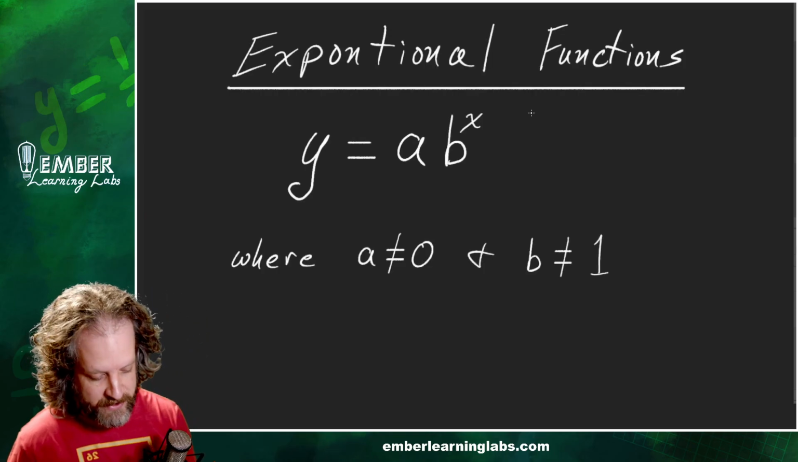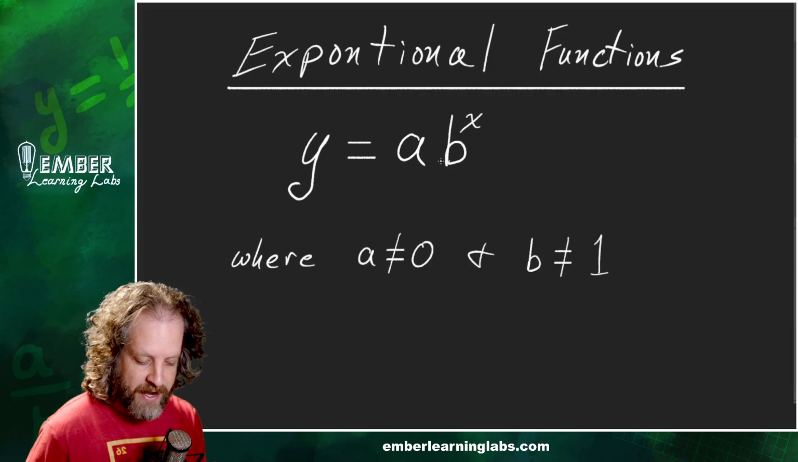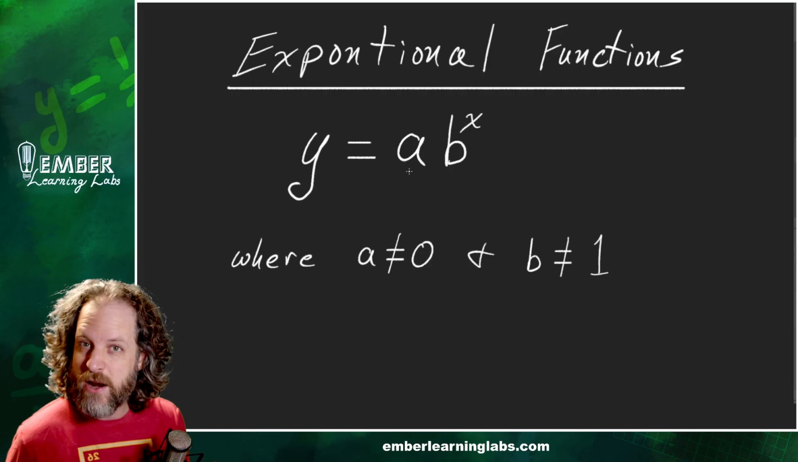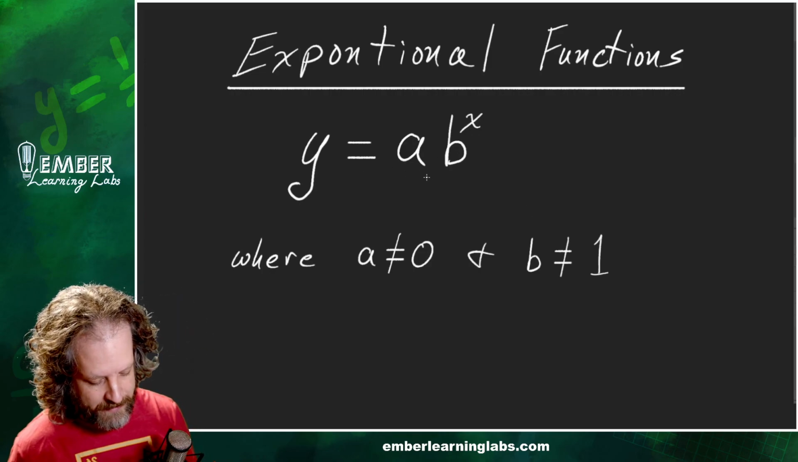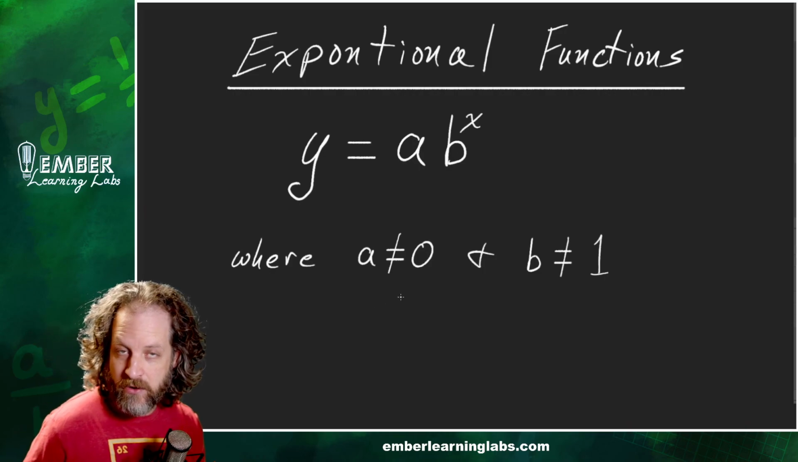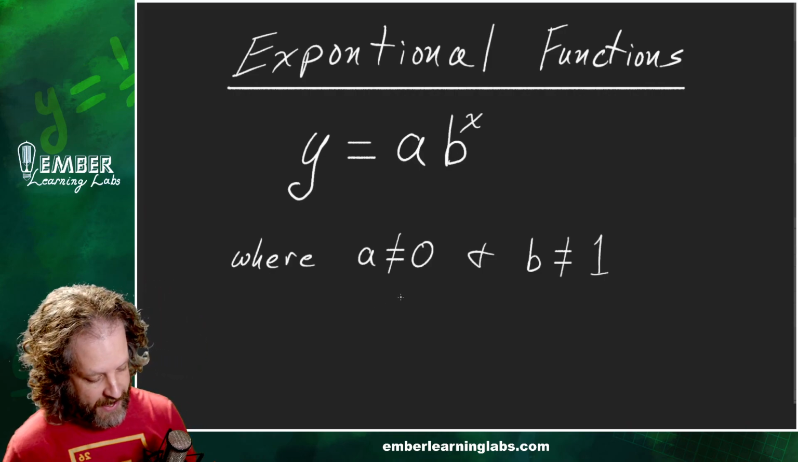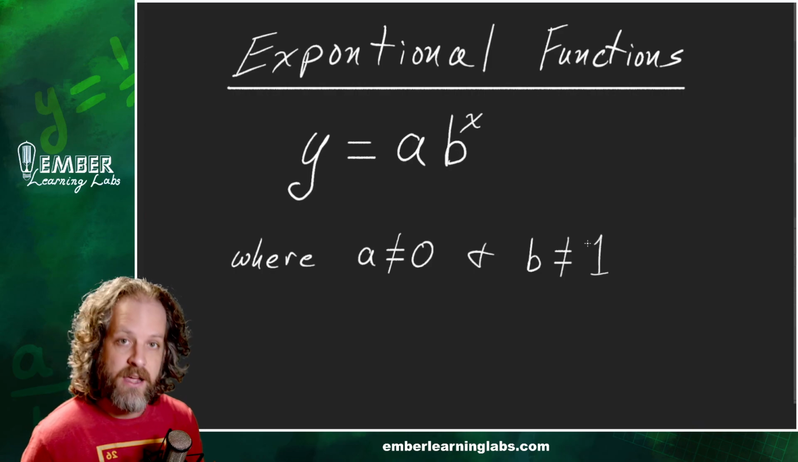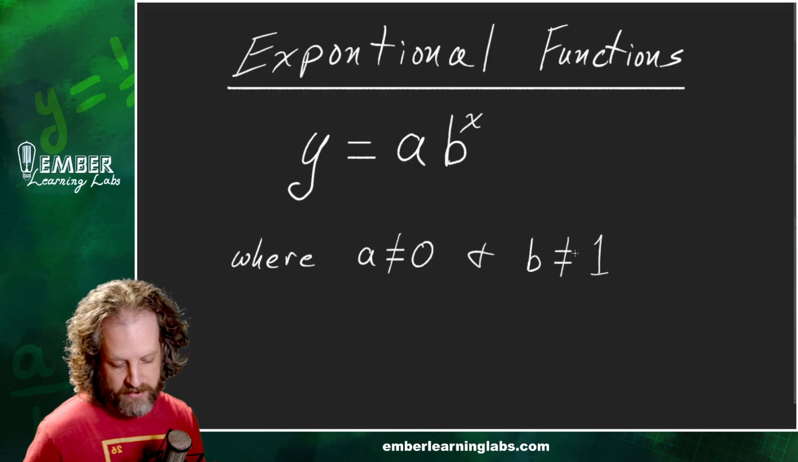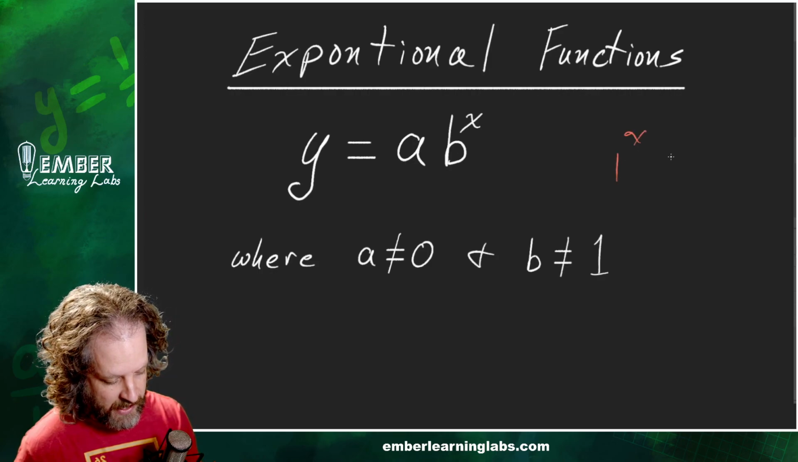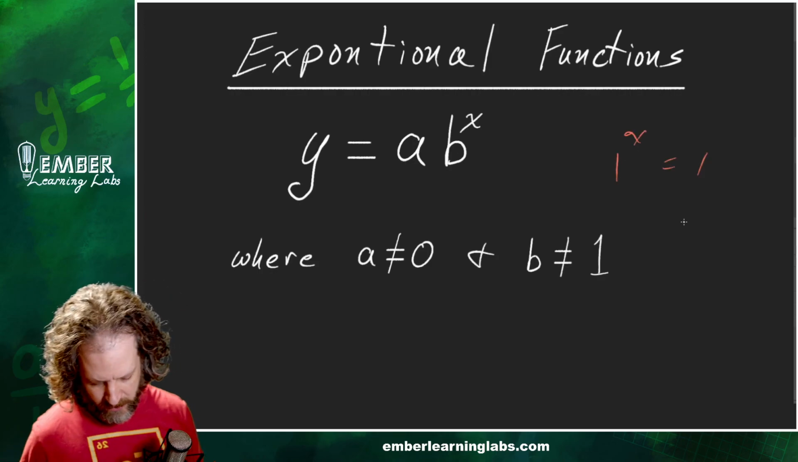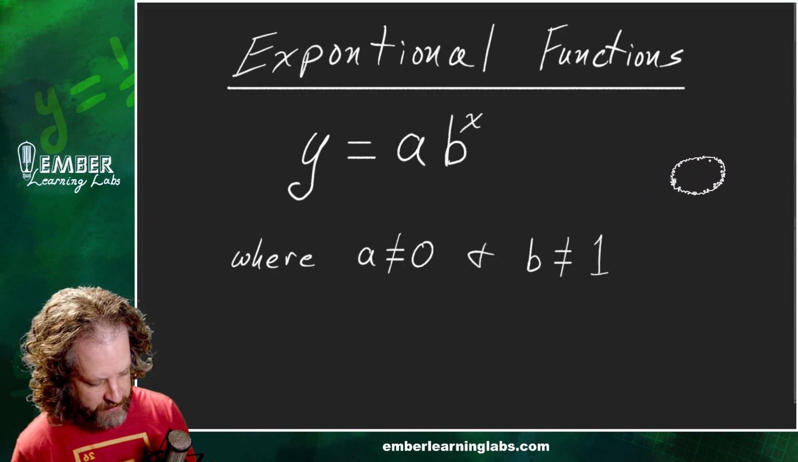So, what is an exponential function? Well, an exponential function is a function in this form: y equals a times b to the x. A and b are real numbers, right? And a can't be 0, or else that would just be a constant function. And b cannot be 1, or else that would also be a constant function, because 1 to the x is 1. So it has some restrictions.